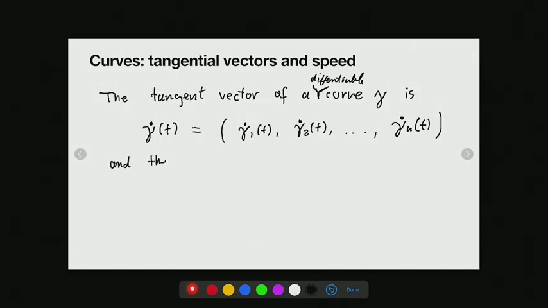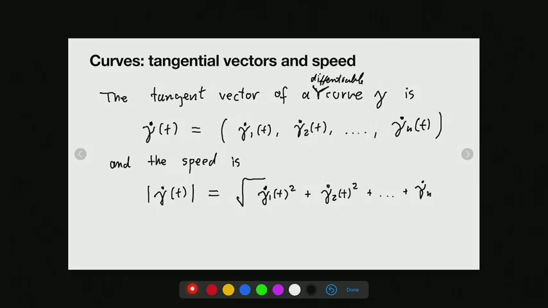And the speed is just the magnitude of the tangent vector. So you all remember the magnitude of a vector. It takes the square root of the squares of the entries. So we sum up the derivative of gamma 1 squared plus derivative of gamma 2 squared up to derivative of gamma n squared. And of that sum, we take the square root. Just the magnitude of the tangent.